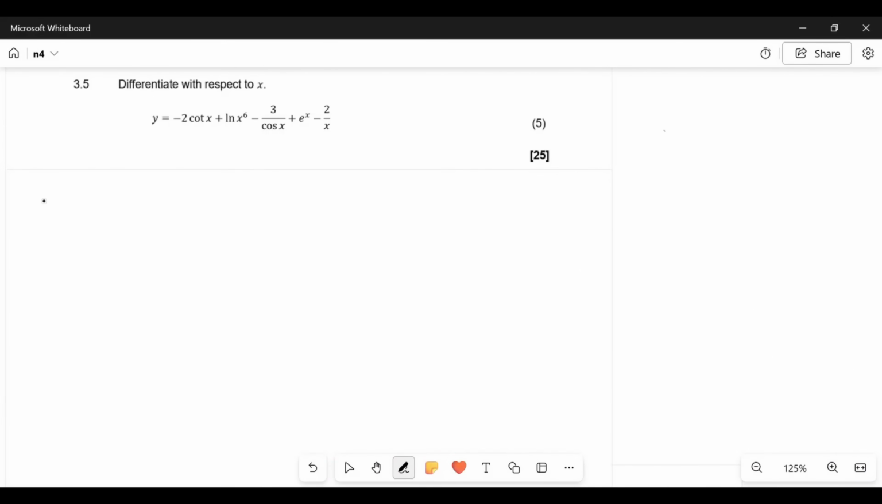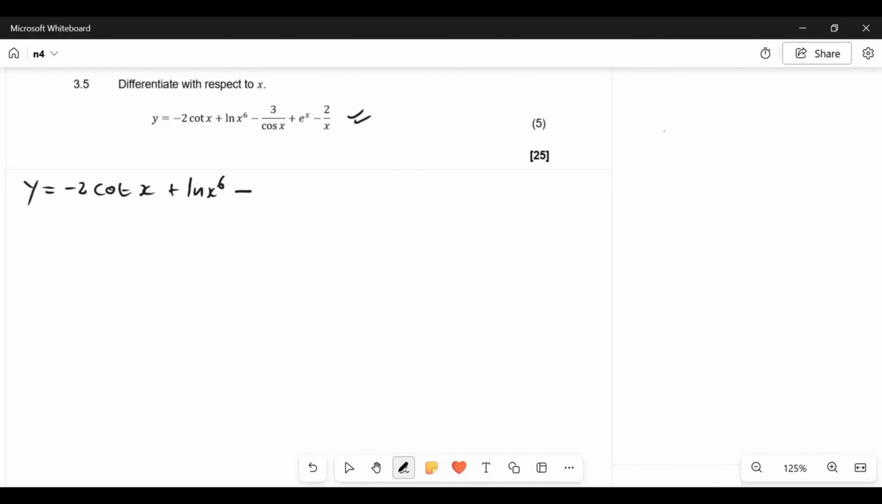All right, guys, let's look at 3.5. Now, 3.5, they want us to differentiate with respect to x. Now we are given this polynomial, and they want us to differentiate this. So first of all, before we differentiate, we need to simplify the terms that need to be simplified here. So rather write everything there. The first term, it's fine. It can be differentiated. So let's rewrite it like that. And then we have the second term, which is ln x to the power of 6.